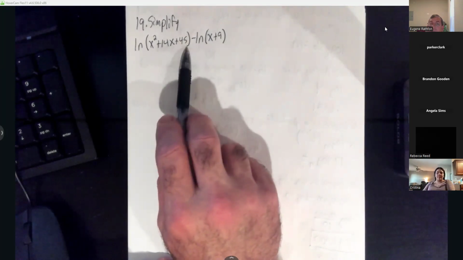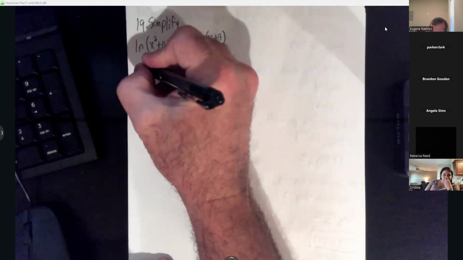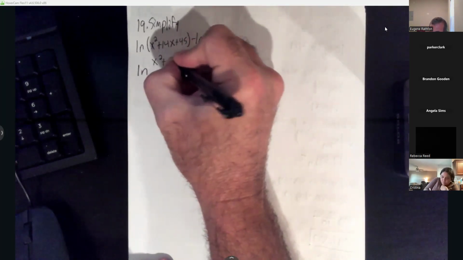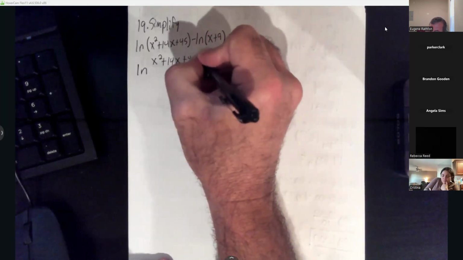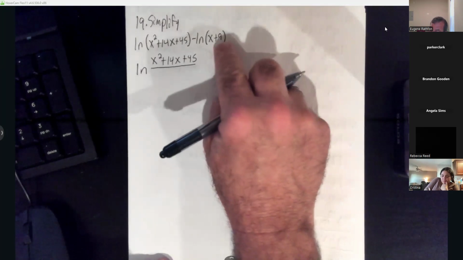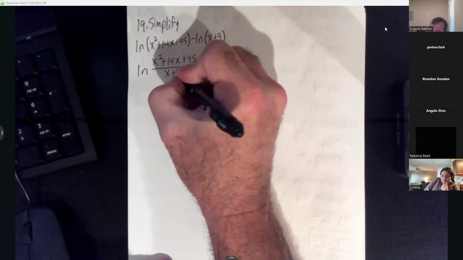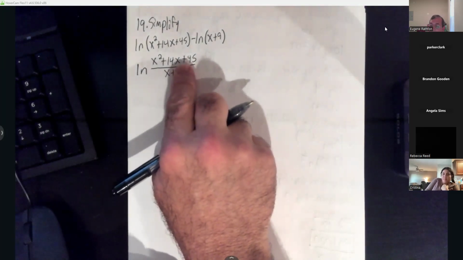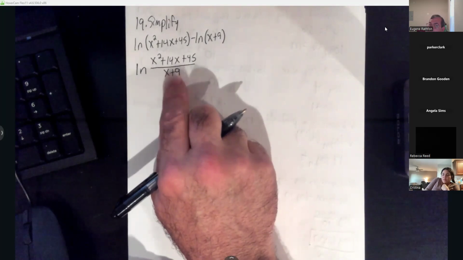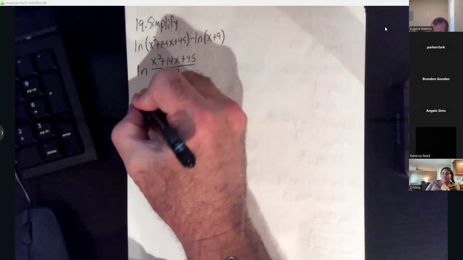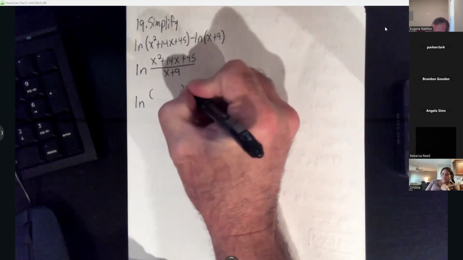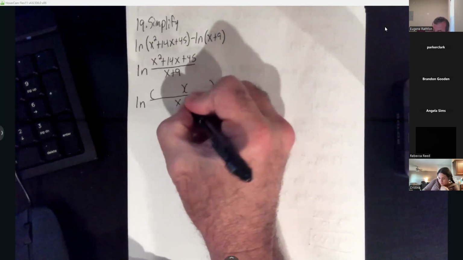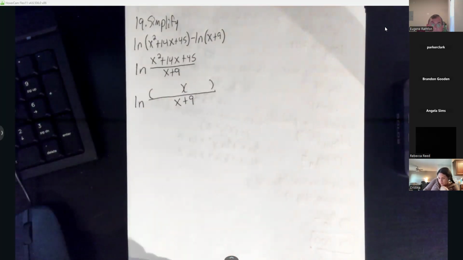And since these are being subtracted, it's going to look like a quotient. So bring out your ln. The top will be the x squared plus 14x plus 45. On the bottom will be the x plus 9. Now, y'all, this is the one where you have to factor the top and try to see if you can find a factor that might cancel with that x plus 9. So we're going to factor that top. Now, we can't factor the x plus 9, so that's just going to stay x plus 9 on the bottom.